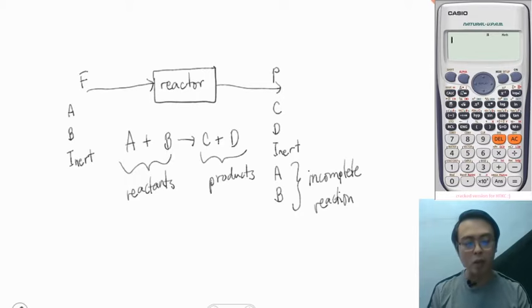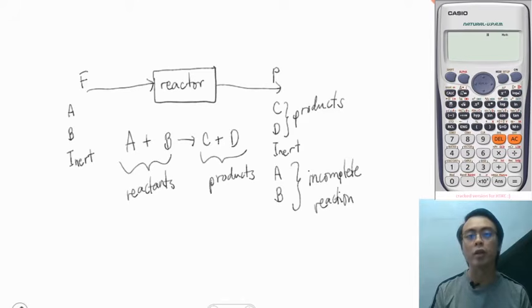So if you take a look at the anatomy of your products, you have a combination of your products from the chemical reaction. That is your C and your D. If you have an inert in the reactants, you should also have an inert in the product. And it's also possible, especially if you have an incomplete reaction, to have A and B, or the reactants, going out of your product. This is the basic anatomy of a material balance problem with chemical reaction. So you should be seeing this in most of our examples later. Let's proceed.